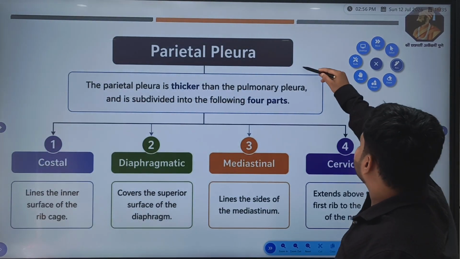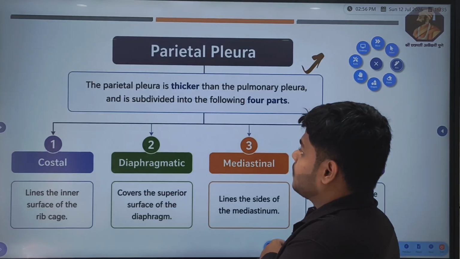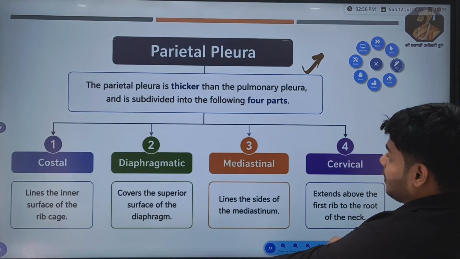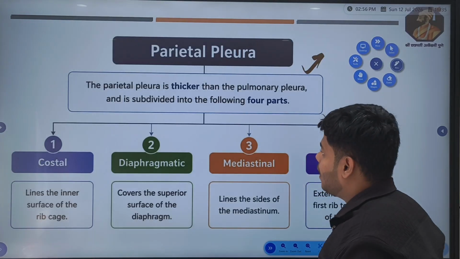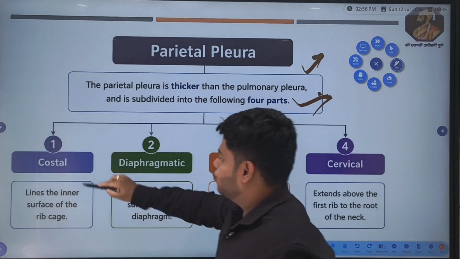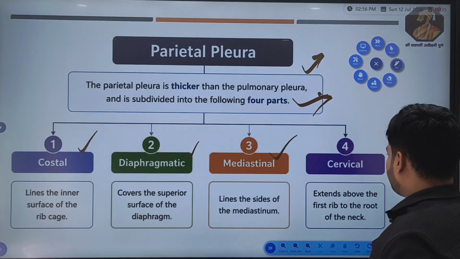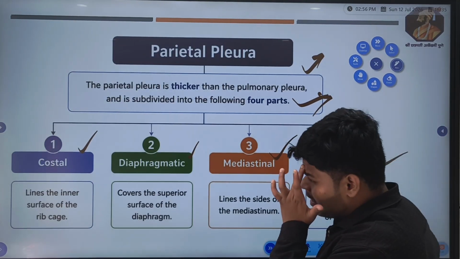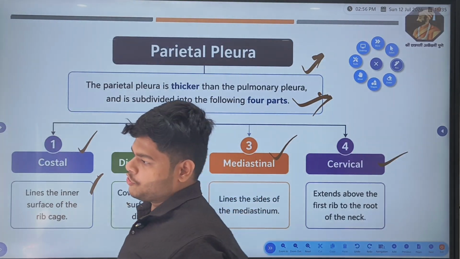Now let us understand the parietal pleura, what it is. The parietal pleura is thicker than the pulmonary or the visceral pleura, and it is subdivided into four parts: costal, diaphragmatic, mediastinal, and cervical pleura. Now this is the costal, which lines the inner surface of the rib cage.